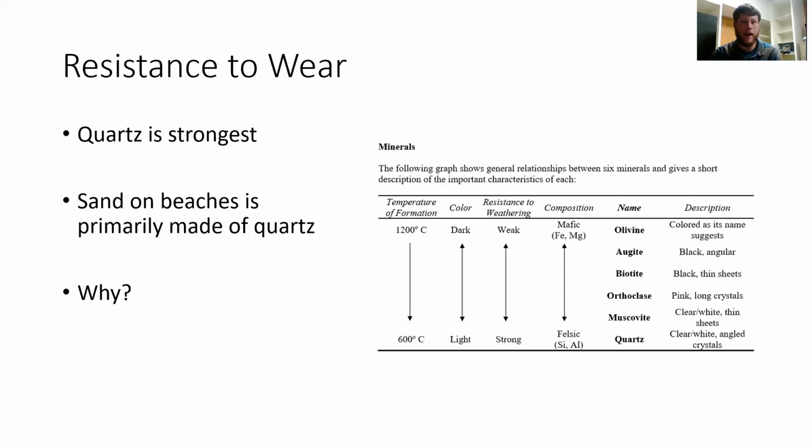A commonly known fact is that beaches, especially those white sand beaches, are primarily made of quartz. So something you should start to think about is, why would we see mostly quartz on these beaches and not some of these weaker, less resistant materials?